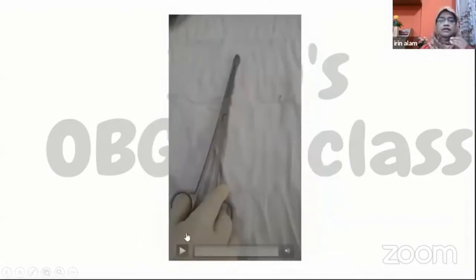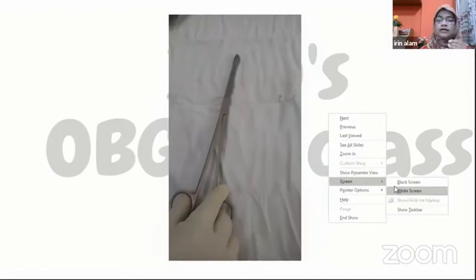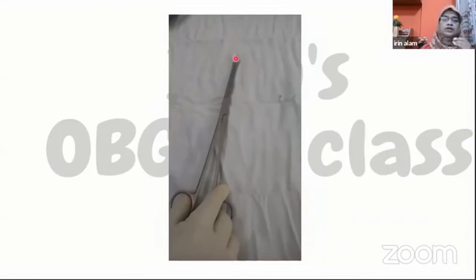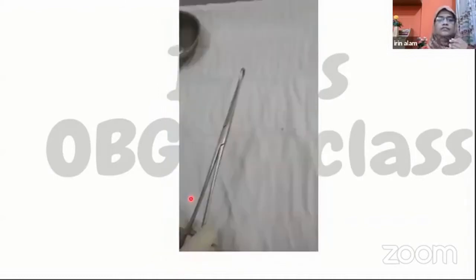Next, this is the ovum holding forceps. Look, this is like an ovum, and there is no catch here. This instrument is used during DNC, evacuation, for evacuation of the products of conception.